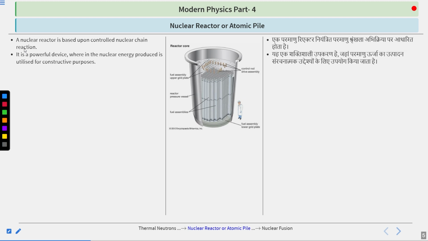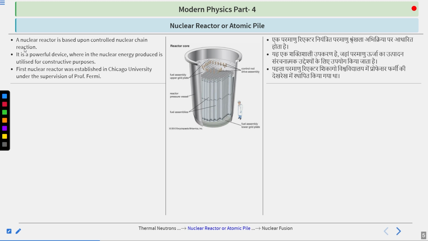It is a powerful device wherein the nuclear energy produced is utilized for constructive purposes. We carry out the controllable nuclear chain reaction, and whatever nuclear energy is produced there is what we utilize for constructive purposes. The first nuclear reactor was established at Chicago University under the supervision of Professor Fermi.